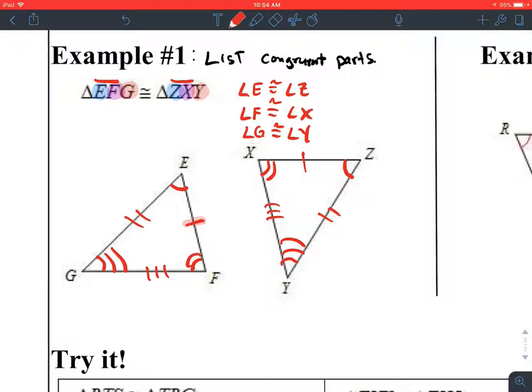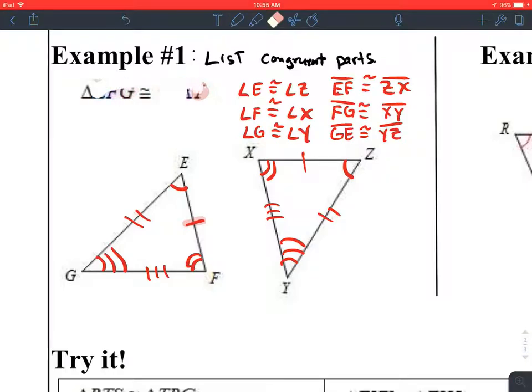We could also say segment EF is congruent to segment ZX. I sound French when I say ZX. Mon chéri. Segment FG is congruent to segment XY. And segment GE is congruent to segment YZ.